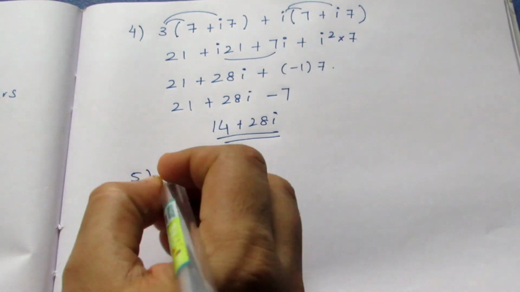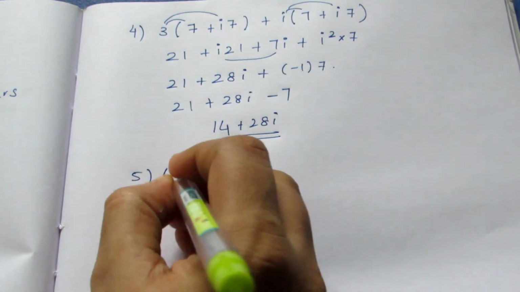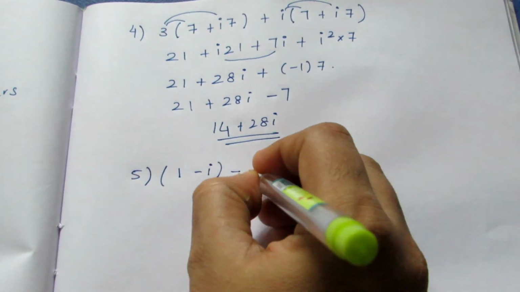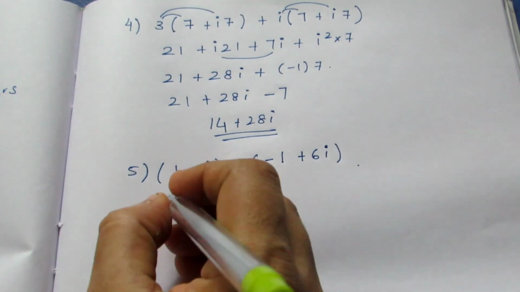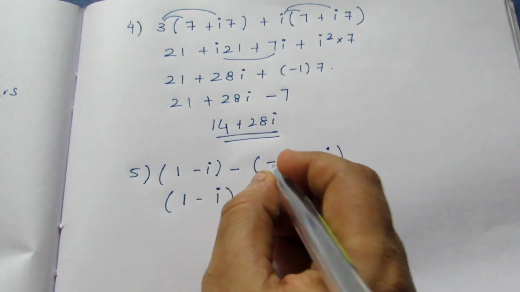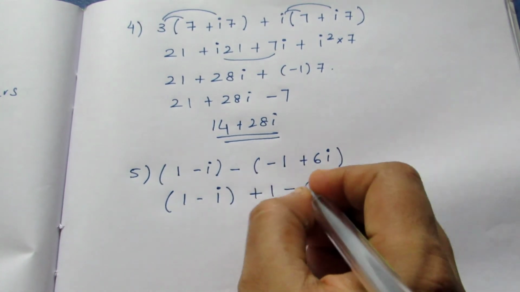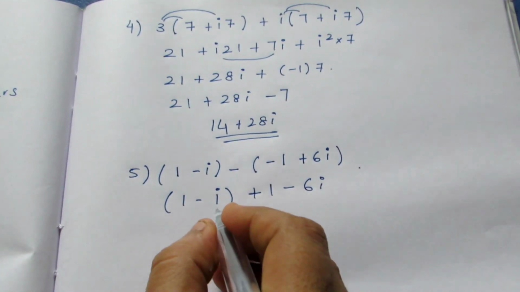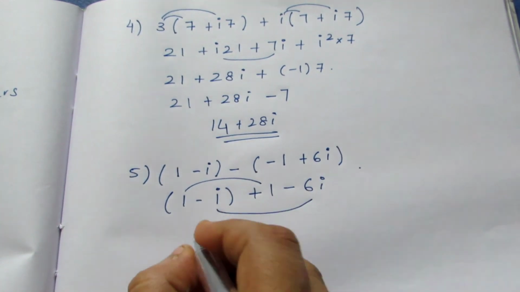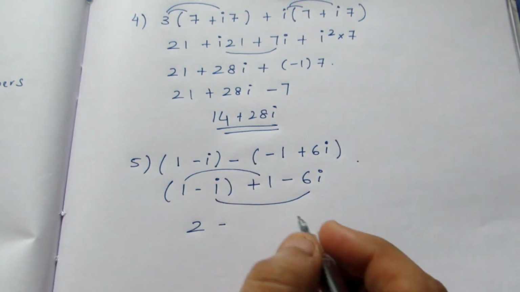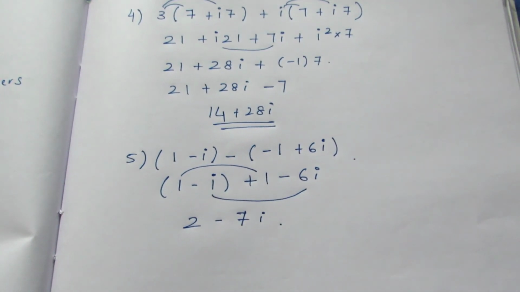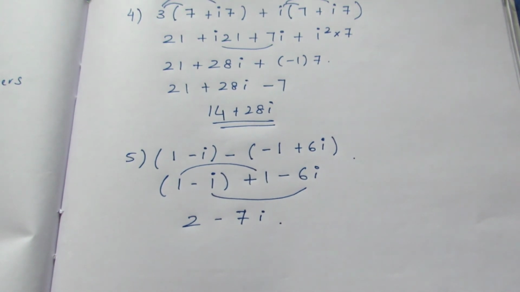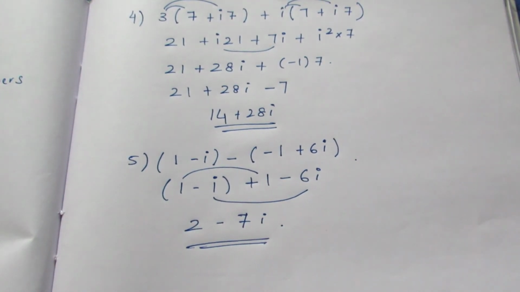In the fifth question, it's given that 1 minus i minus (1 plus 6i). So bring the minus sign inside. If it goes inside, minus into minus will become plus 1, here minus 6i. So remove the bracket, solve the like terms. These two are like terms and these two are like terms. 2 minus, here there is no number, so it is 1. 1 plus 6, it becomes 7i. This is the final answer for the fifth sum because it is in the form A plus iB.